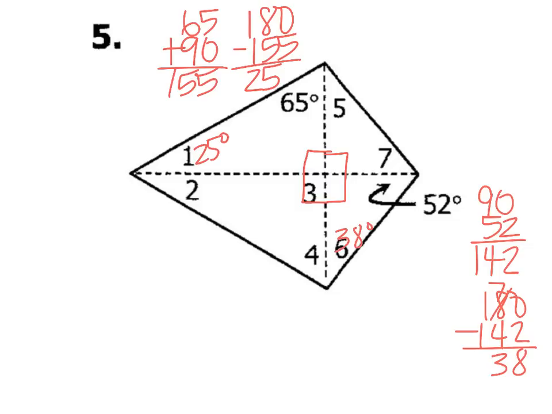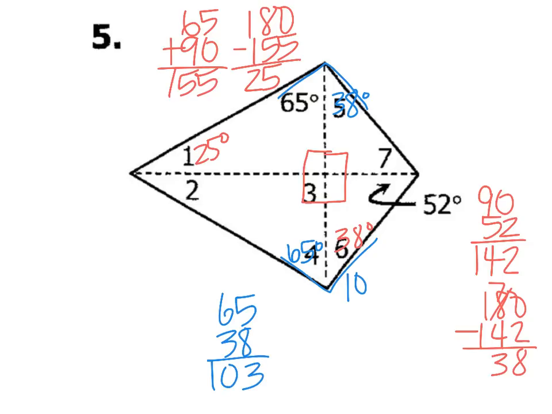Now we know that because this is a kite, these angles are congruent. If this angle is 65, angle 4 has to be 65. If angle 6 is 38, angle 5 has to be 38. So let's mark that on our diagrams. We know this because the entire thing has to be congruent. 65 plus 38 is going to give us 103. So this entire angle is 103, and this entire angle is 103 as well.